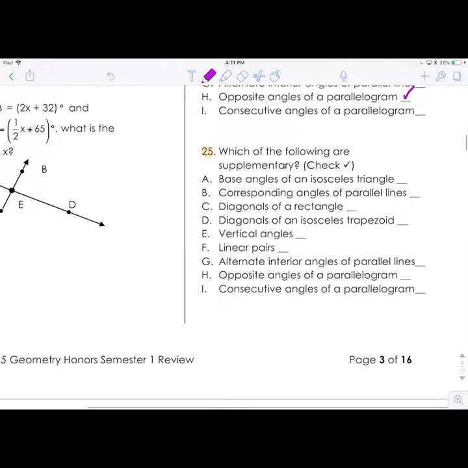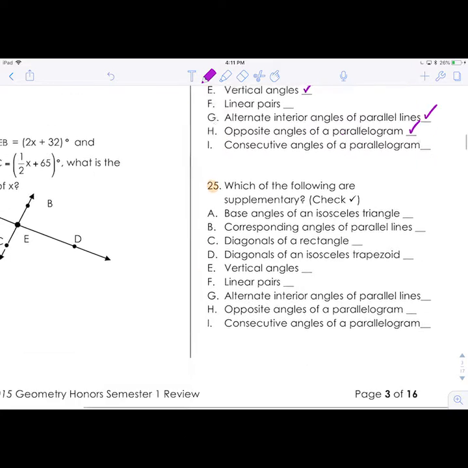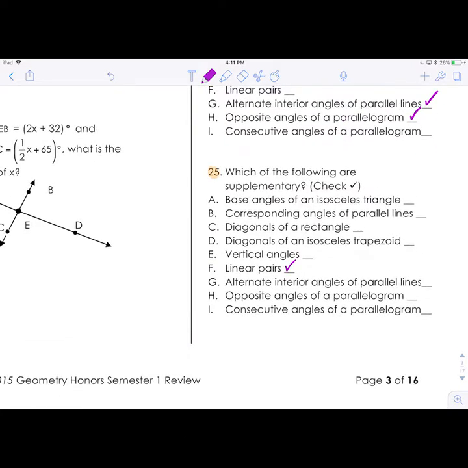All right, number 25, which are supplementary. It's the same list as above, so we know that it's the linear pairs and the consecutive angles of a parallelogram. Okay?